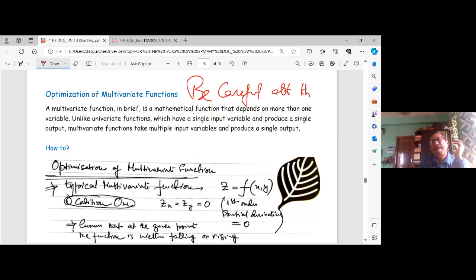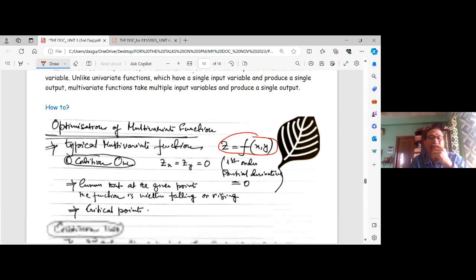What happens when you have a multivariate function? That means when you have a function of this sort. Go through this, and message me if you want to get to my classroom. I'll give you my mail ID as well, so if you require, you can get back to me.